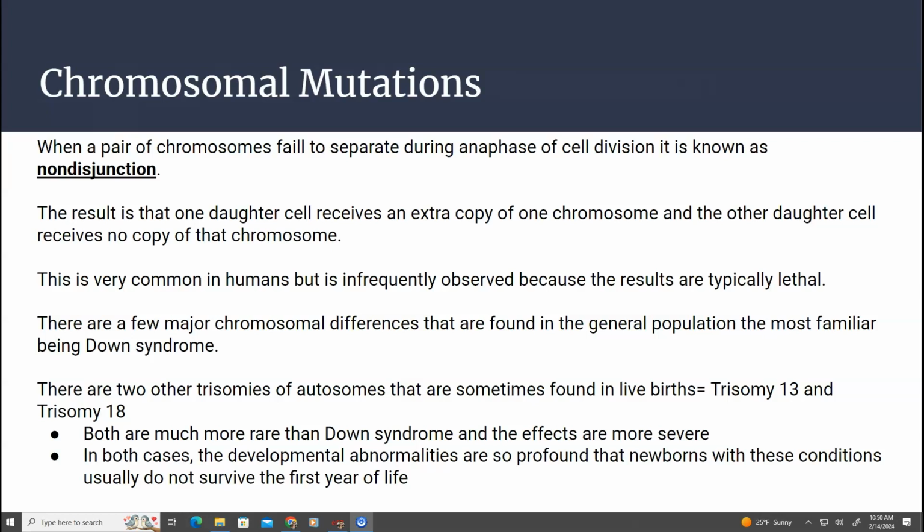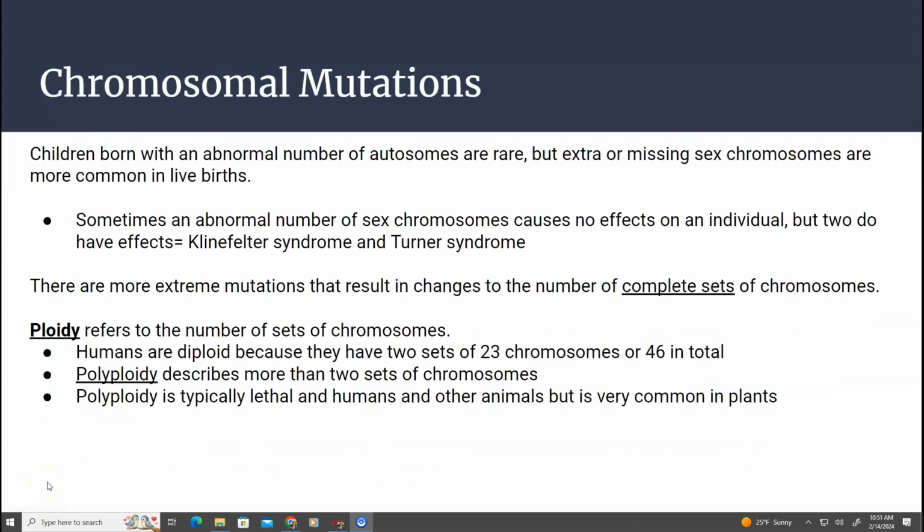year of life. An abnormal number of autosomes is actually pretty rare, but an extra or missing sex chromosome is much more common in live births. Examples being Klinefelter syndrome and Turner syndrome, which we talked about, especially back in biology class.